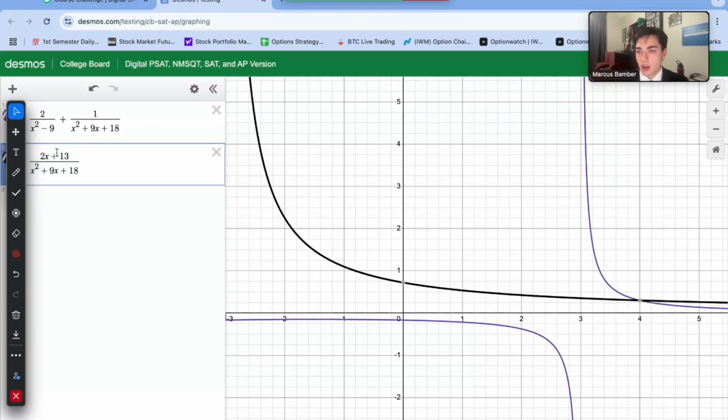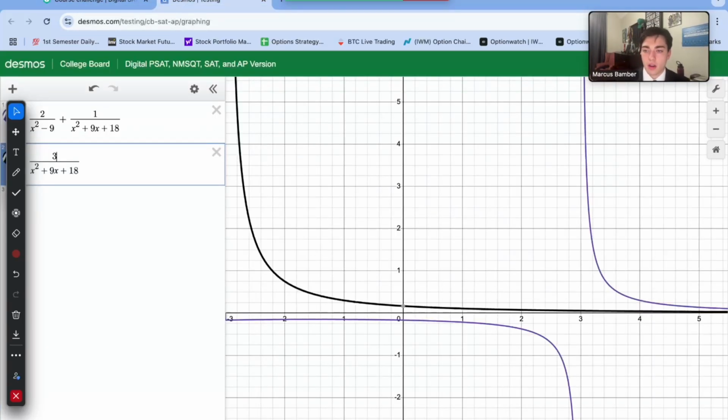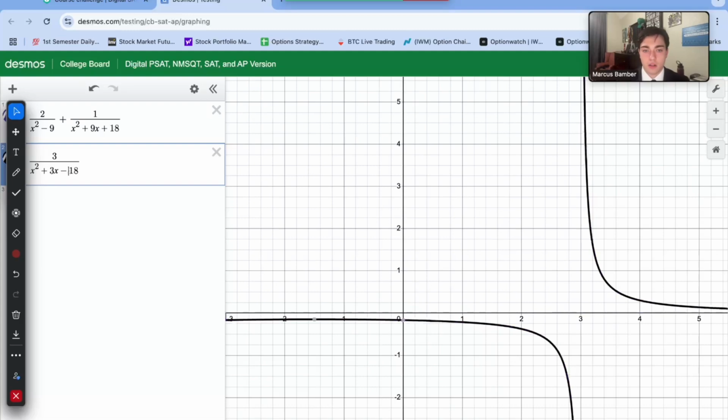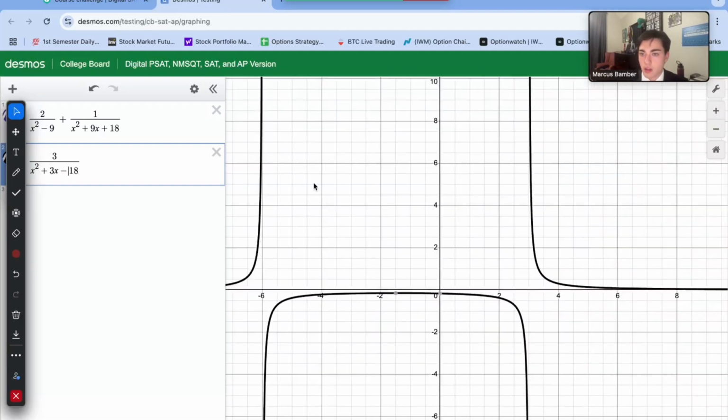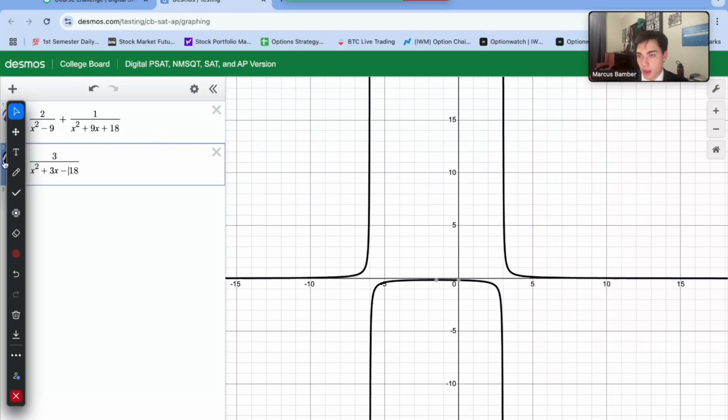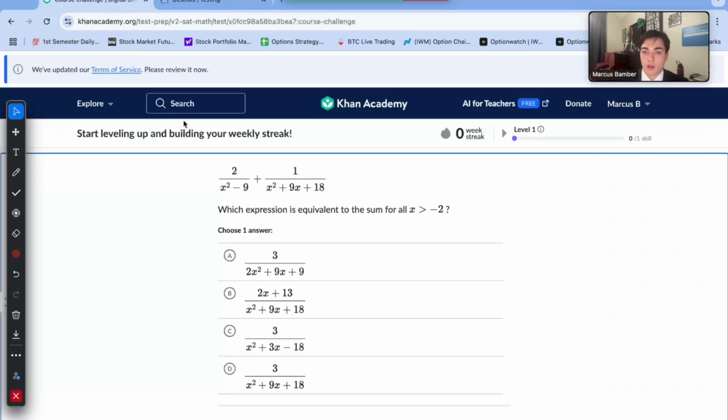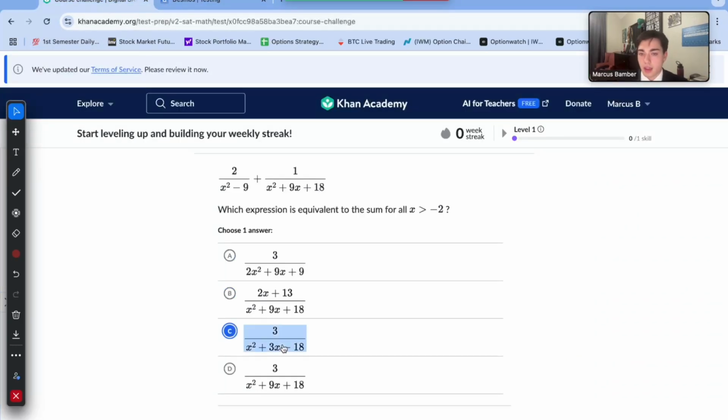Then we have 3 in our numerator over x squared plus 3x minus 18. We can see that that directly matches. Zoom out to double check. It does. As we can see, when we blank out this, we get the purple, and when we blank out the other one, we get the black. So answer choice C is a correct answer with this one. There's no need trying to get the same denominator, factor, etc.